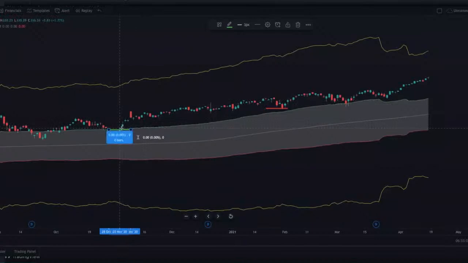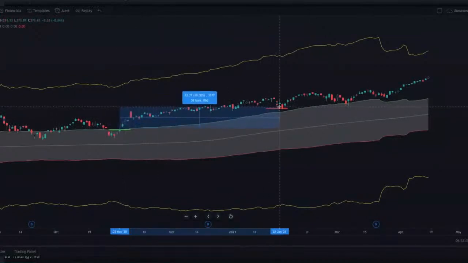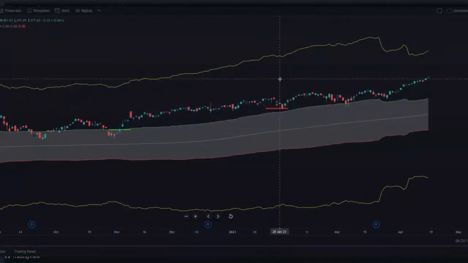Let's see if I can get this in here. If I can measure, that was a 10% return over about 80 days, which is really good. That's better than what the market does in a year. So I would say that's a success.